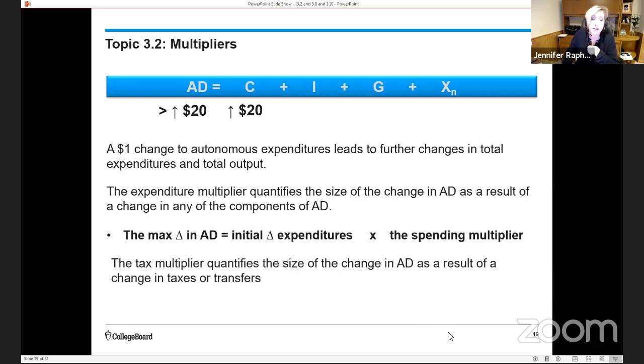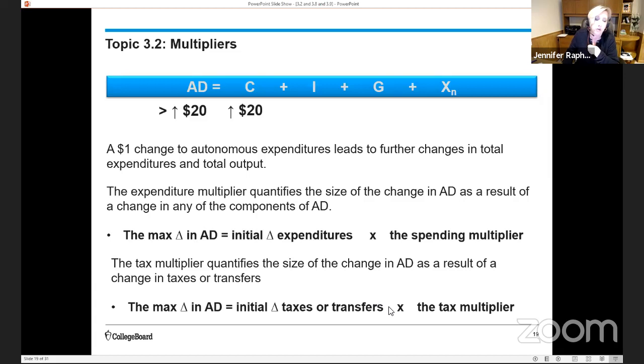All right, now the tax multiplier is what quantifies the size of the change in aggregate demand that results from a change in taxes or transfers. And so again, it's the same formula. We're just going to use the tax multiplier instead of the spending multiplier when we have to calculate the max change in aggregate demand that results from some kind of change in taxes or transfers. Okay, now what then are the spending multiplier and the tax multiplier, and how do we figure out what those are?